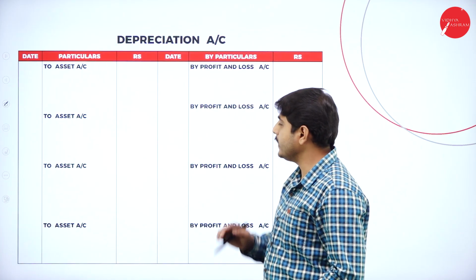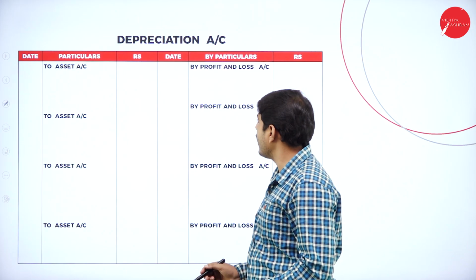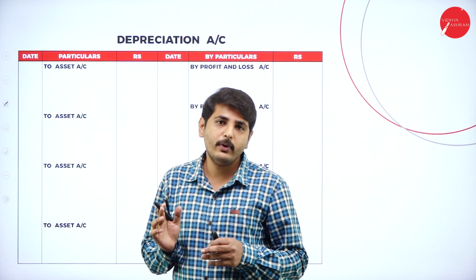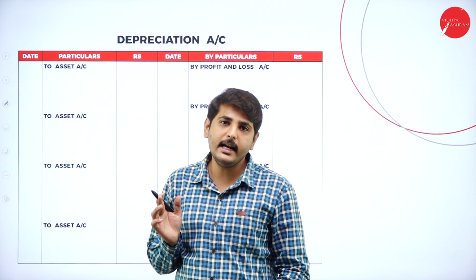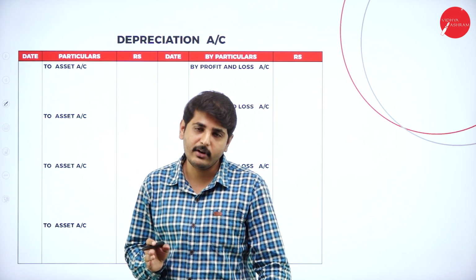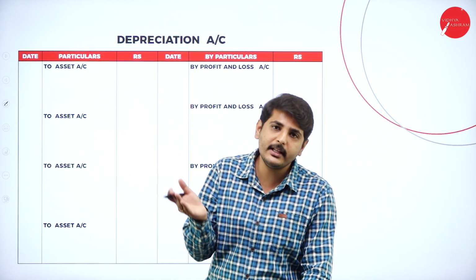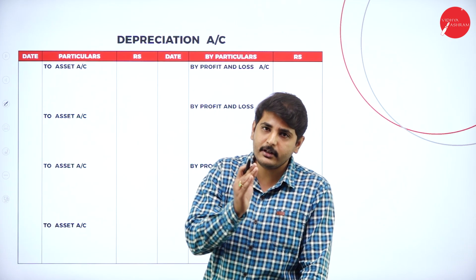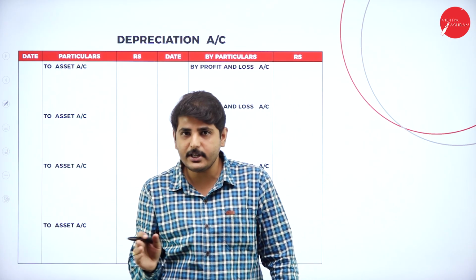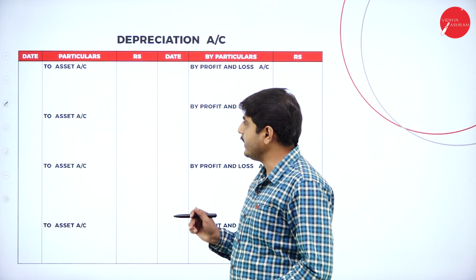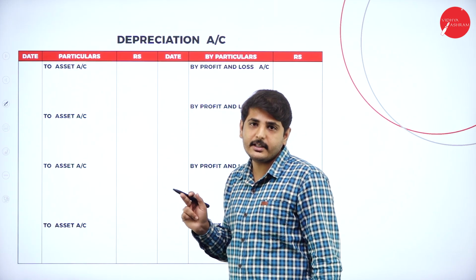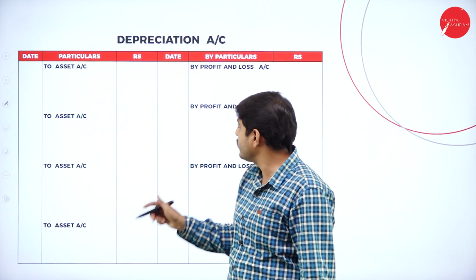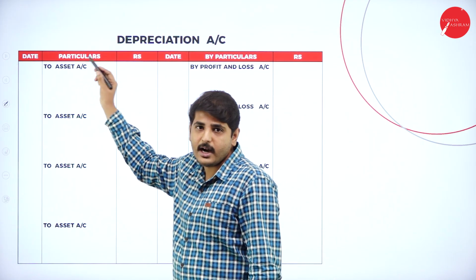Now let's go to the depreciation account for last. Depreciation account. Now where do you get depreciation? While calculating the depreciation, the journal entry is depreciation account to asset account, and later we will be transferring the depreciation to profit and loss account. So profit and loss account and depreciation account come in the journal entry. So first, while calculating depreciation, by depreciation account to asset account.